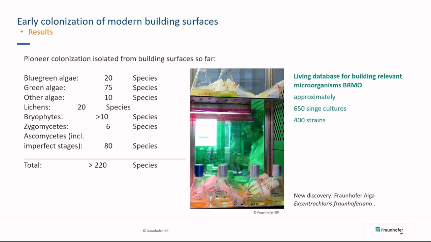And we also made a new discovery, Fraunhofer alga. We named it Excentrochloris fraunhoferiana because it was found on the area of the Fraunhofer Institute. But I will come to it again.